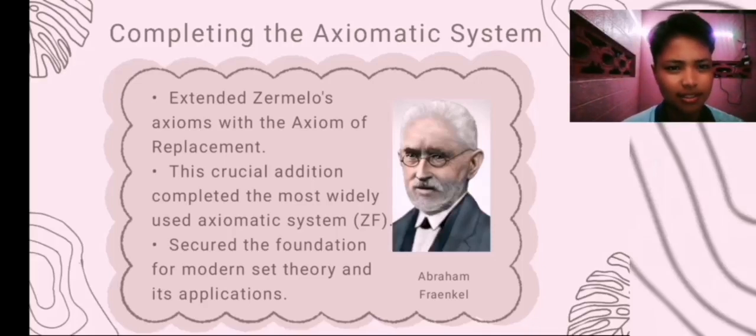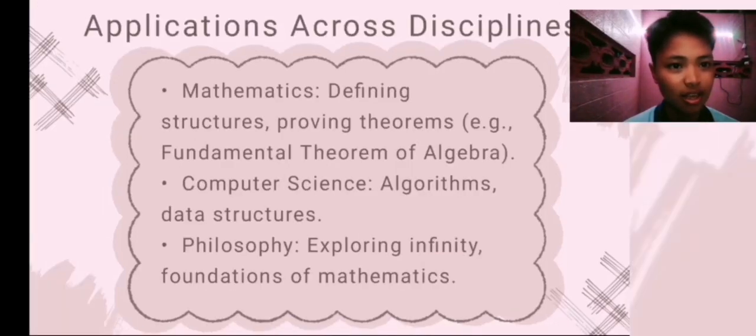Completing the axiomatic system. Abraham Fraenkel. Fraenkel extended Zermelo's axioms with the axiom of replacement. This crucial addition completed the most widely used axiomatic system, and secured the foundation for modern set theory and its applications. Fraenkel completed Zermelo's system, adding a crucial axiom, creating ZFC, or Zermelo-Fraenkel set theory with the axiom of choice.